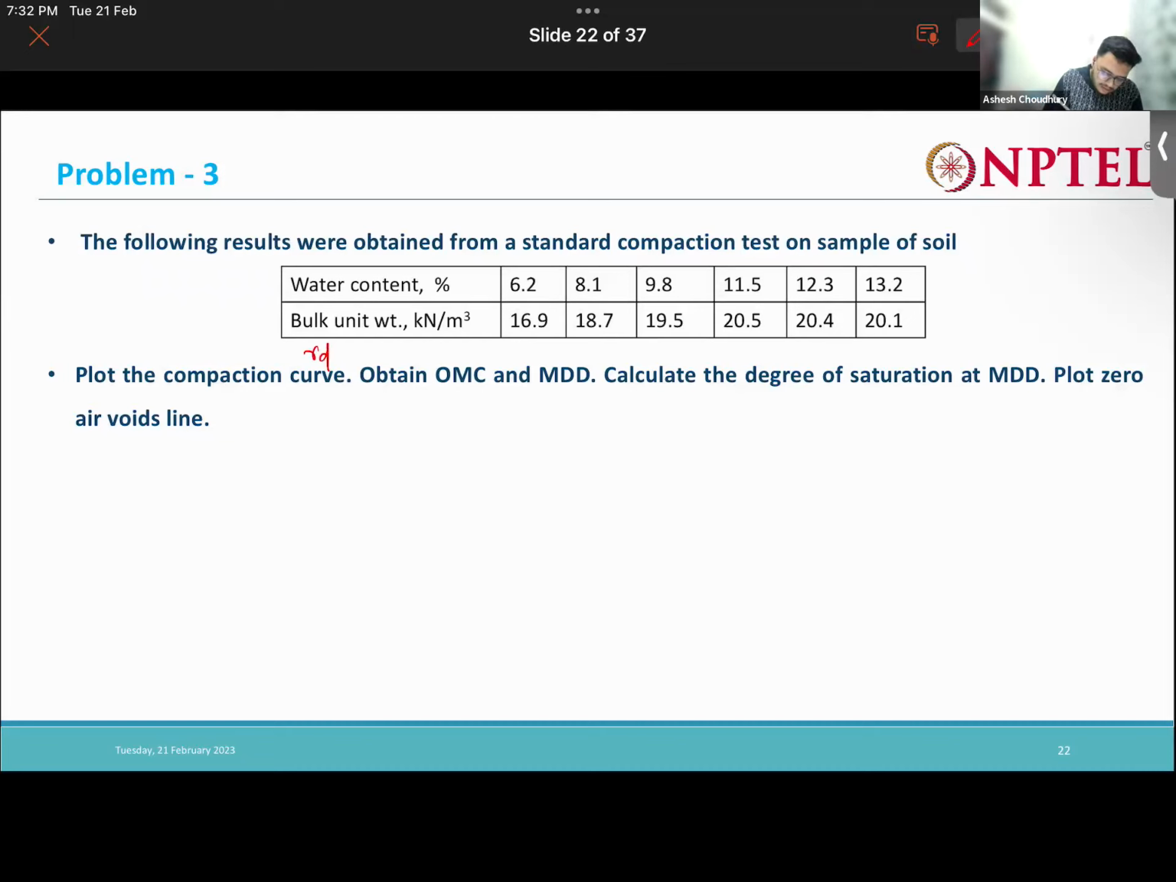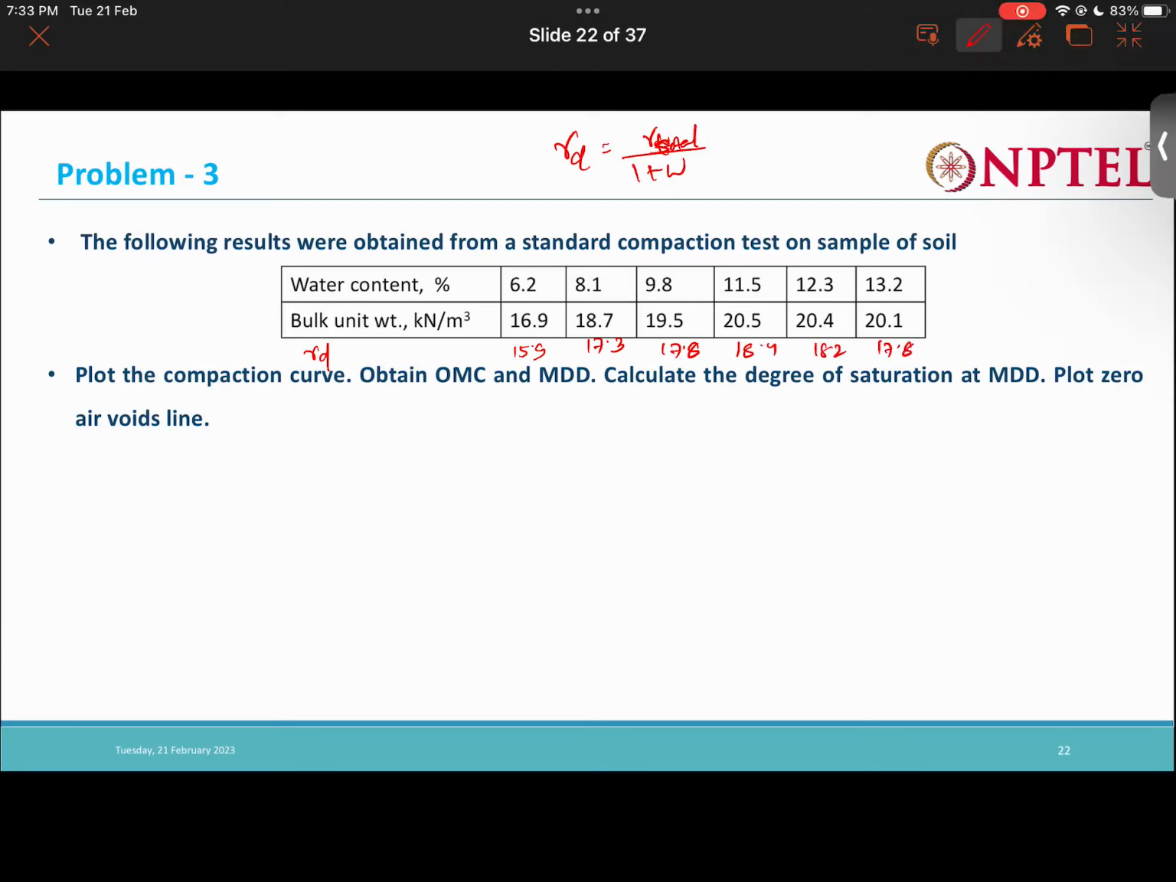Using my same formula, gamma d is equal to gamma total by 1 plus w. Using that, you can calculate the gamma d's, the dry densities: 10.9, 3, 7, 4.